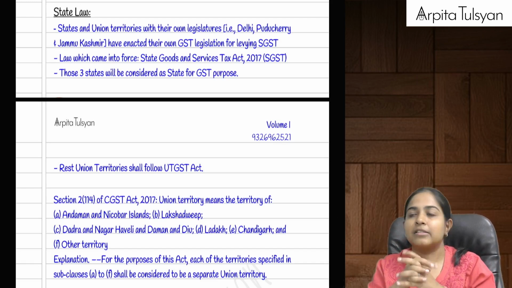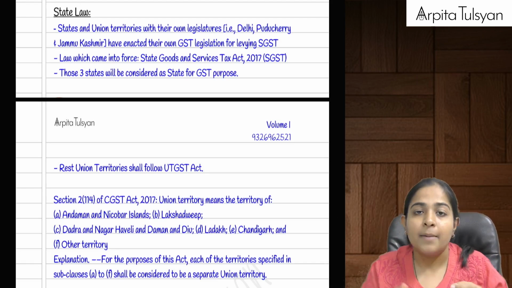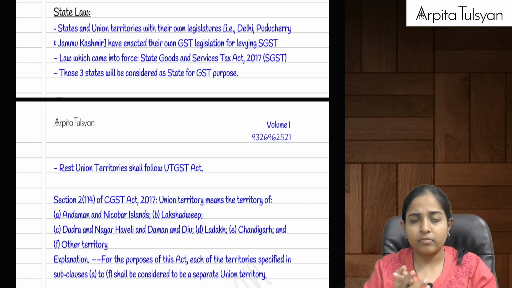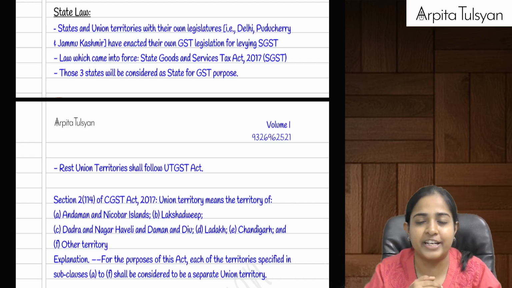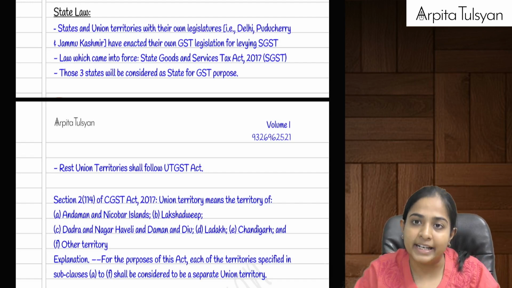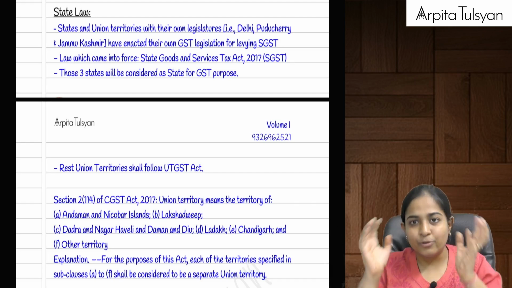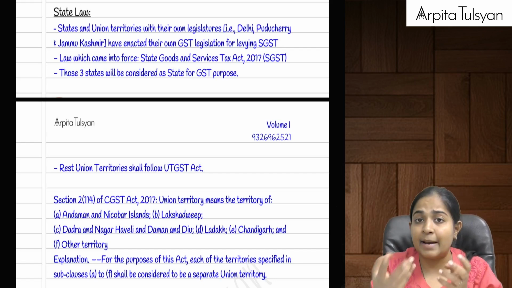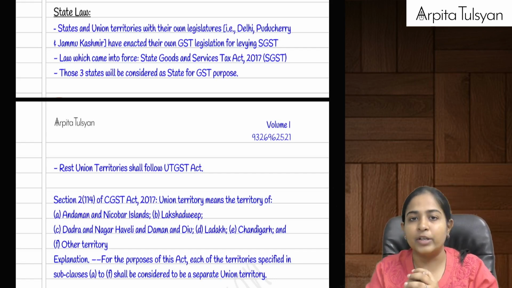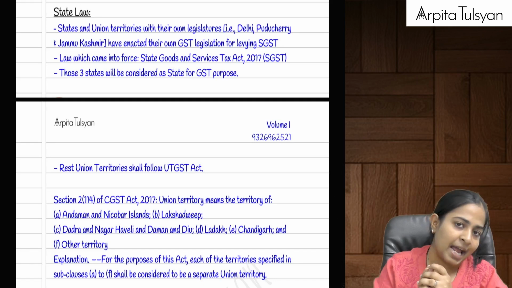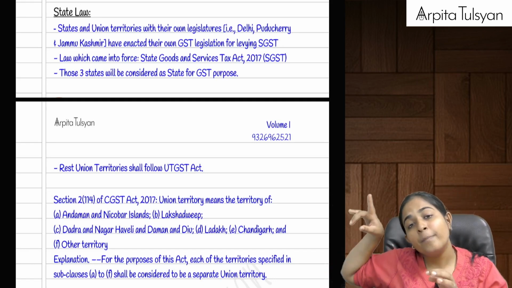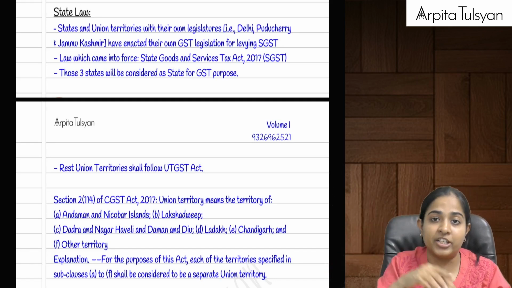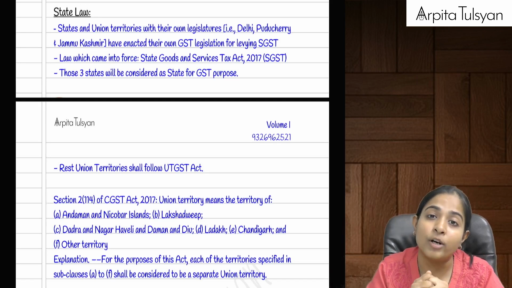There were states, just like Maharashtra. Maharashtra made its own law, the Maharashtra SGST Act. Now, what about union territories? Within union territories, they did a bifurcation. For example, Delhi. Delhi is a union territory, but Delhi said that I am a union territory, I will not go under UTGST. I will make my own legislature.